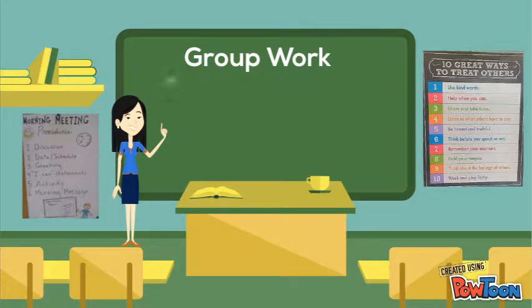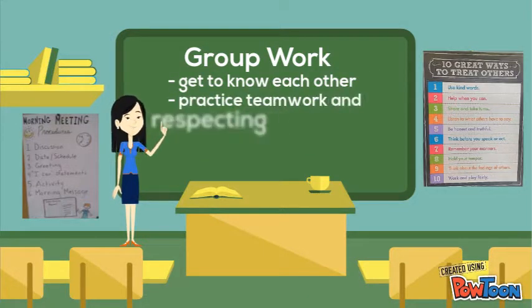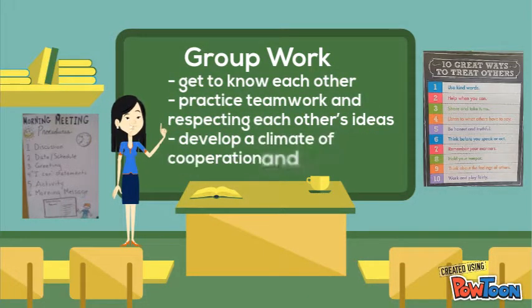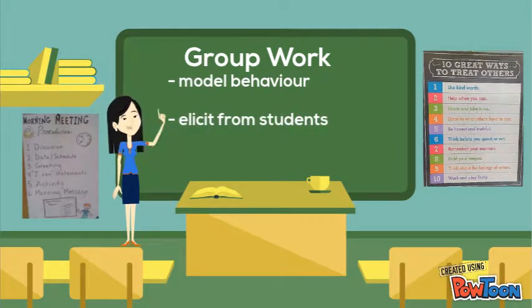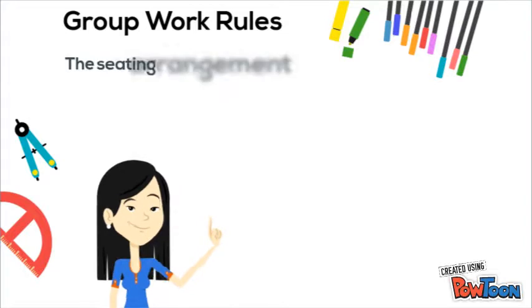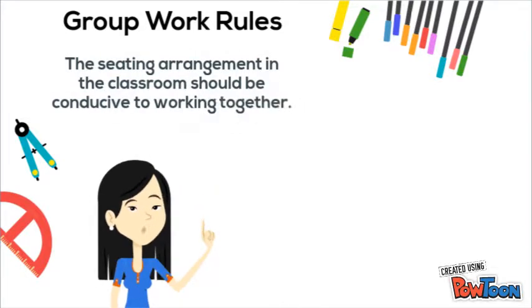At the beginning of the school year, students should be led in some activities designed to get to know each other, to practice teamwork and respecting each other's ideas, and to develop a climate of cooperation and support. Model behavior that shows not being a team player. Ask students how they would feel if they did all the work on a group project and their partners did not contribute.